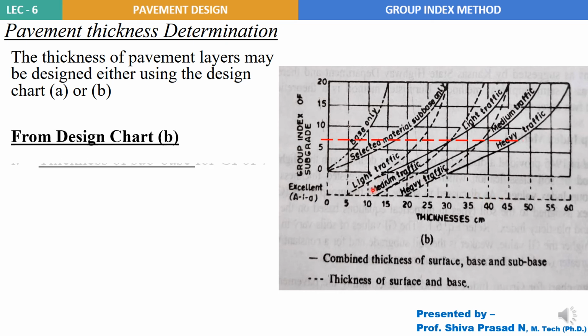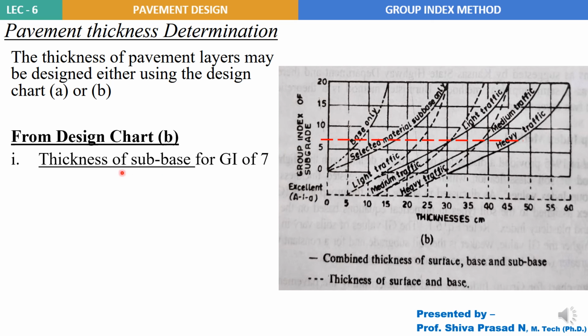I'll just try to find the thickness of sub base for a group index of 7. See, this y axis represents the group index value of the subgrade soil. So 0, 5, 10, 15, 20. So where is group index 7? Here, in between 5 and 10. So this red dotted dashed line represents the group index 7.